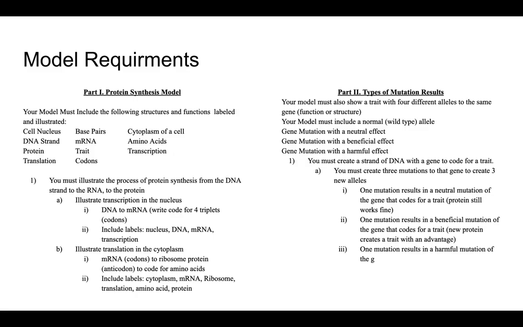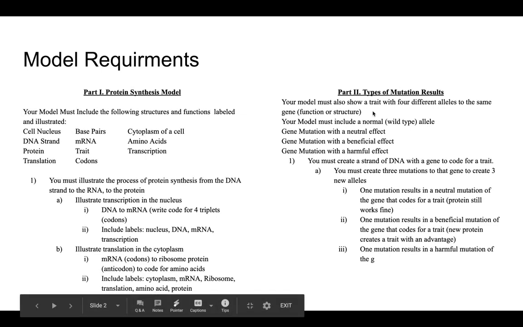So there's two parts to it. The first part is you need to show that you understand protein synthesis. So you need to go from the DNA strand to the mRNA strand to the protein that's made that gives the trait. So within that model, you must include the nucleus, you must include the original DNA strand, you must show the base pairs and how they match up using the ACTG code. You must show where transcription and translation happen and how it happens. So that means you need to include the nucleus of the cell and the cytoplasm of the cell. So this has to be illustrated once.